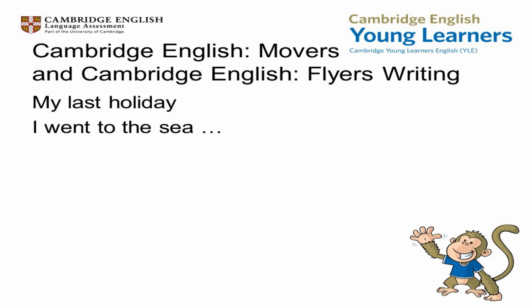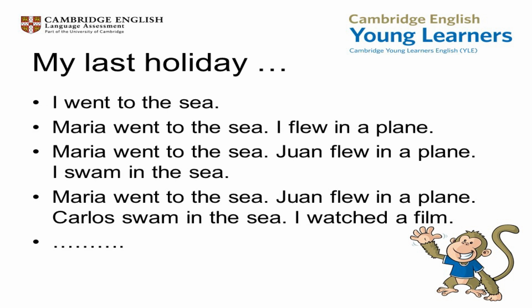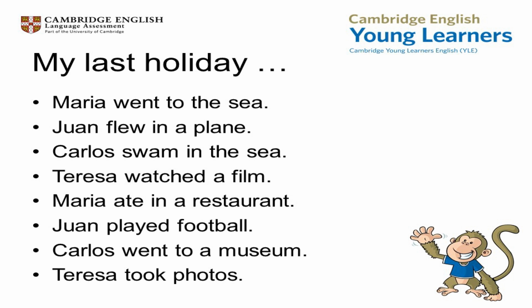Afterwards, the learners could collaborate to write out the whole list of things they did. So this is how it will look halfway through. Here's an example of what they might write for a group of 4 learners, whose names in this case are Maria, Juan, Carlos, and Teresa.